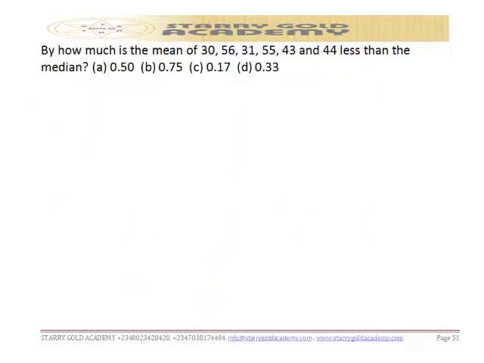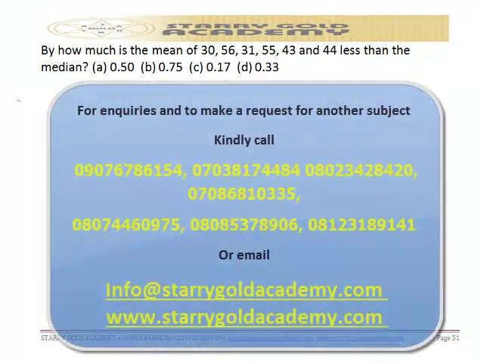Alright, let's move to the next question. The next question says, by how much is the mean of 30, 56, 31, 55, 43, and 44 less than the median?